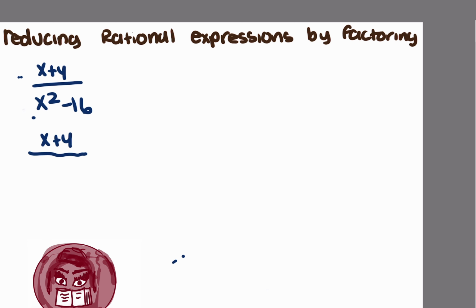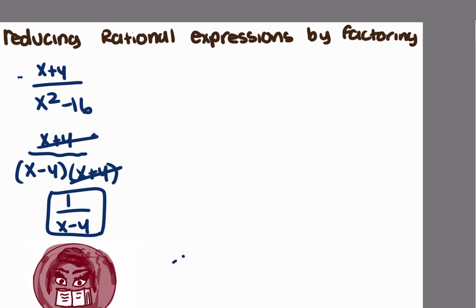See, now I can tell that this is a difference of squares because of the x squared, and we know that the square root of 16 is 4. So we can do x minus 4, x plus 4. And we also know that because we don't have that middle number. So we can just cancel these, which leaves us with 1 over x minus 4. Okay.